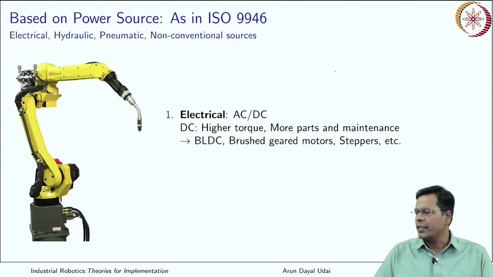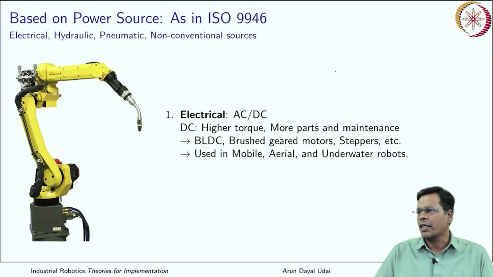Normally, it has gearboxes attached to enhance the torque rating of the motor, or sometimes to reduce the speed of the motor. So you can go for a BLDC motor type of robot, or a brushed geared motor type, or a stepper motor. So these are a few of the DC motor kind.